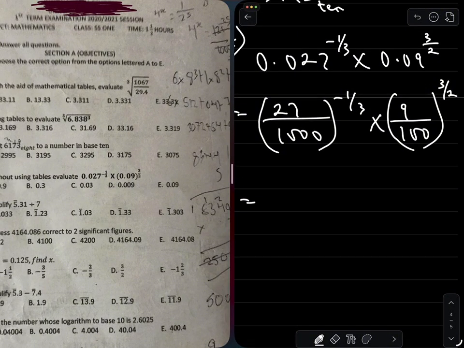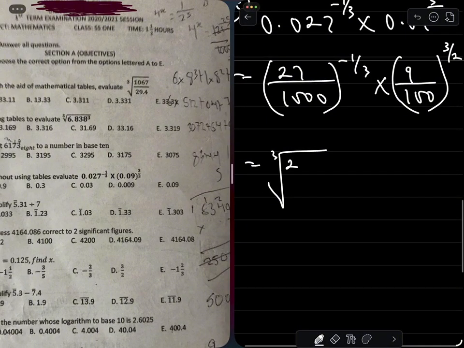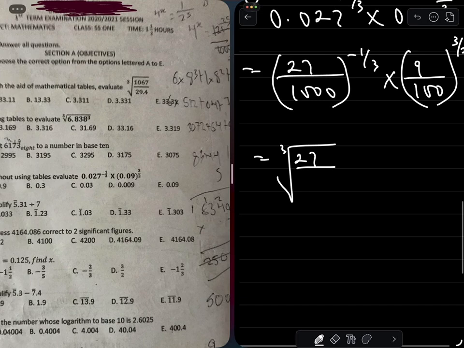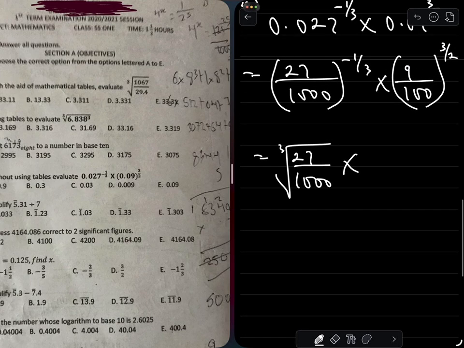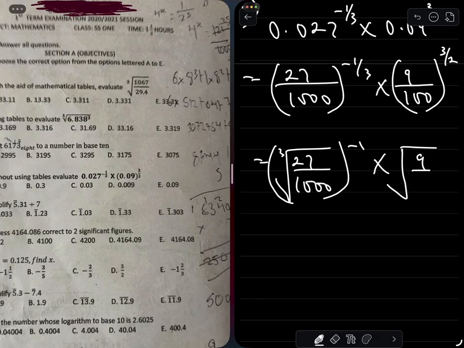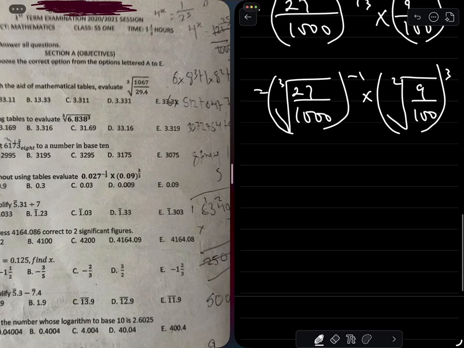Raised to power minus 1 over 3 means the cube root of 27 over 1,000, raised to power minus 1. Don't forget that. Times the square root of 9 over 100, raised to power 3. Do you understand? And that's equal to what?